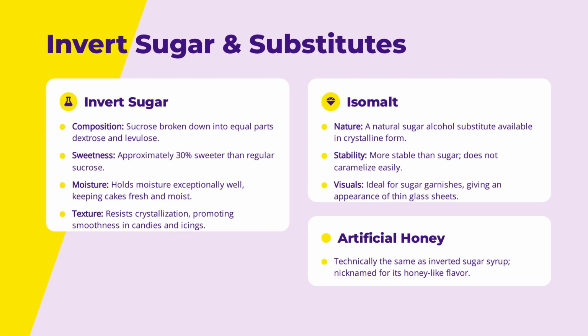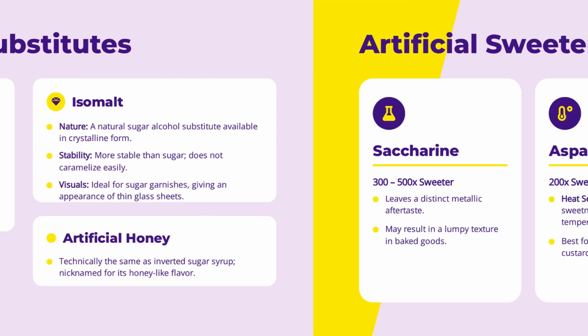The final product discussed is artificial honey. Artificial honey has properties very similar to invert sugar syrup. It provides a honey-like taste and appearance while being more economical for certain food applications. A simple observation to remember is that products like invert sugar and isomalt are selected not only for sweetness, but also for their functional properties during processing.